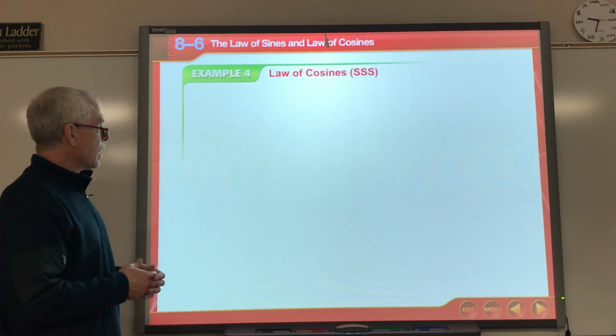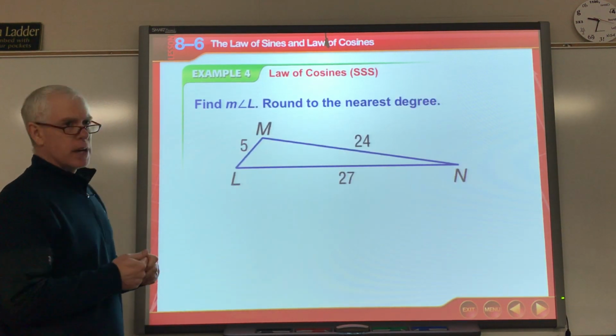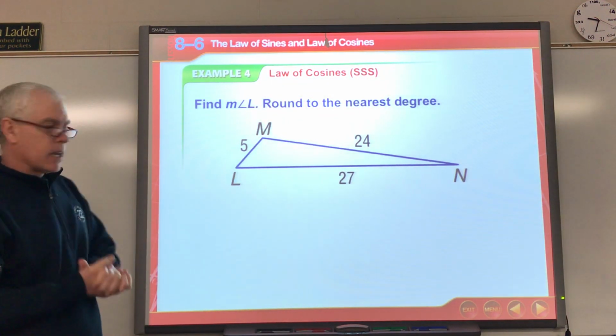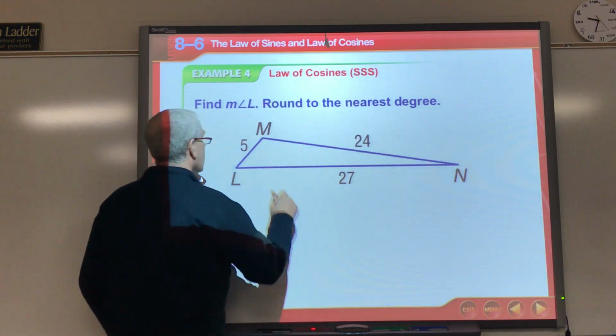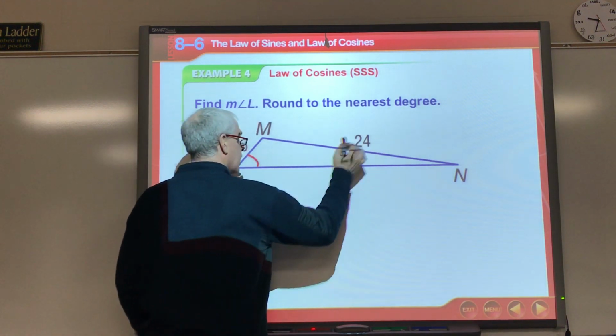Okay? So once you have it set up, the algebra, it's a lot of calculator work. Okay? All right, let's look at an example where I'm trying to find an angle. This is going to be a little bit tougher on the calculator, but we'll still get it figured out. I'm trying to find L. So opposite the L is the 24.